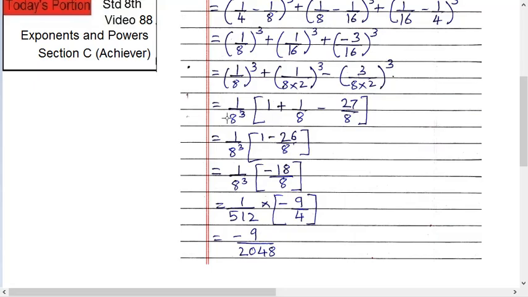Pay very close attention to this expression, this part, because this is very important. So 1 upon 8 cube into 1, now this is what, minus 26 by 8. 8 ones are 8 minus 26, so minus 18 by 8, and 1 upon 8 cube as it is. So 1 upon 8 cube is 512, so 1 upon 512 into, solve this, 9 by 4. Again solve. So it becomes minus 9 upon 2048. Can this be reduced further? No, this can't be reduced further because 3 doesn't divide this number.